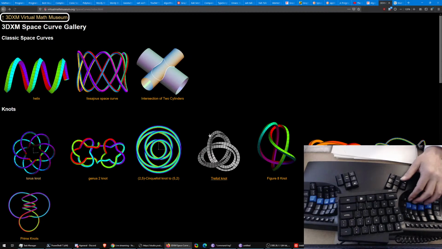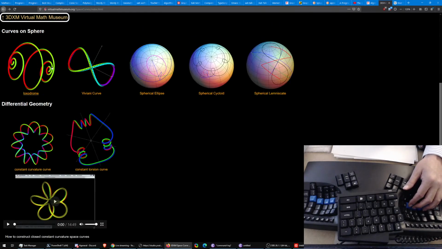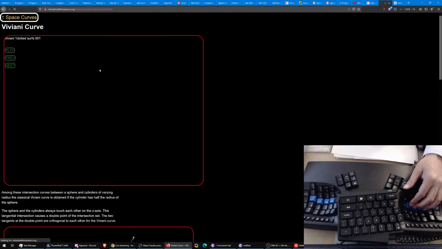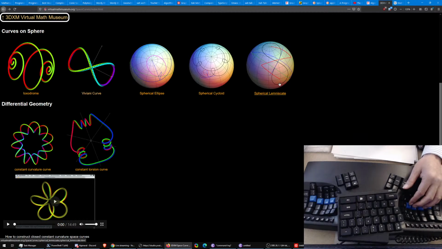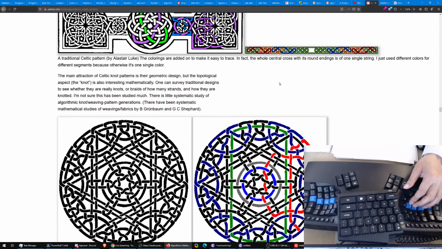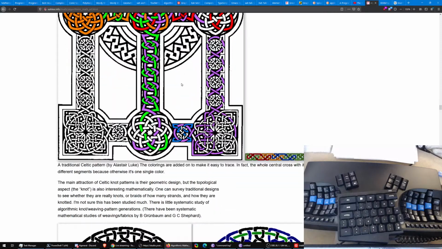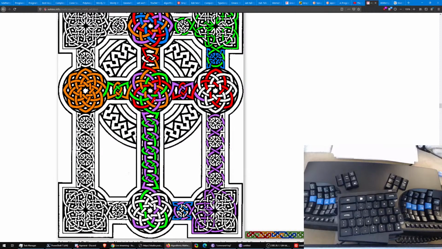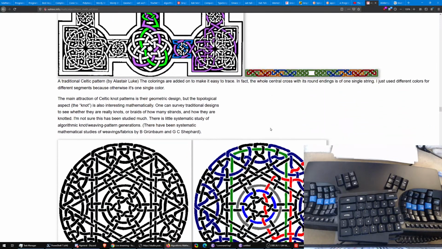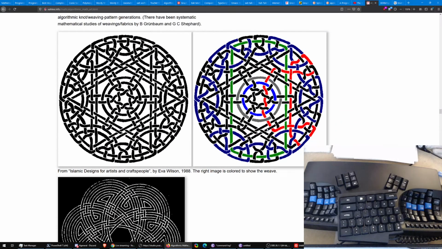Okay, back to knots. Many things are interesting about knots. And here is a curve, Viviani curve. So back to Celtic knots. Originally it's decorative art, but if you are a mathematician, you might look at this from a different perspective: knot theory and link theory, linkages.